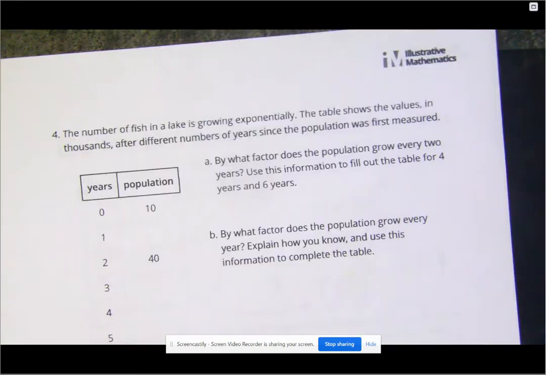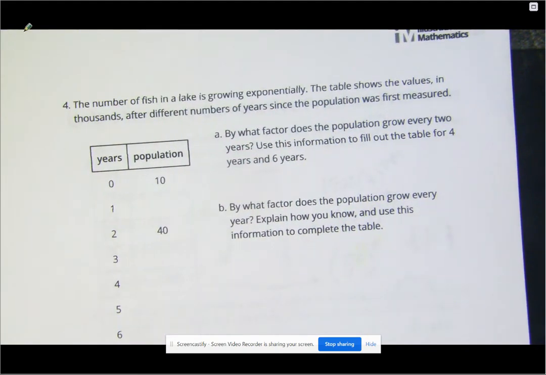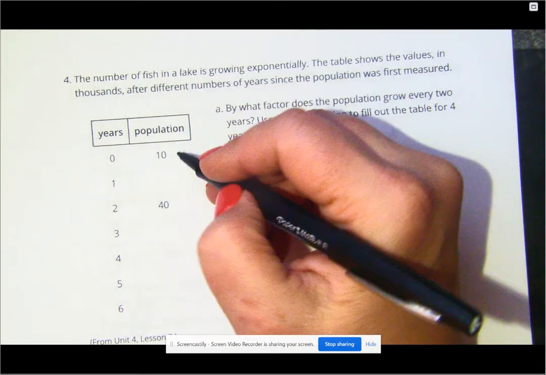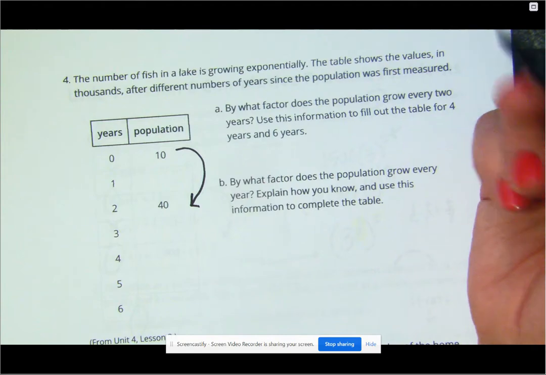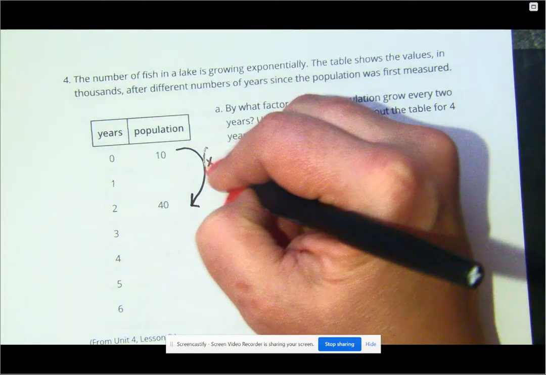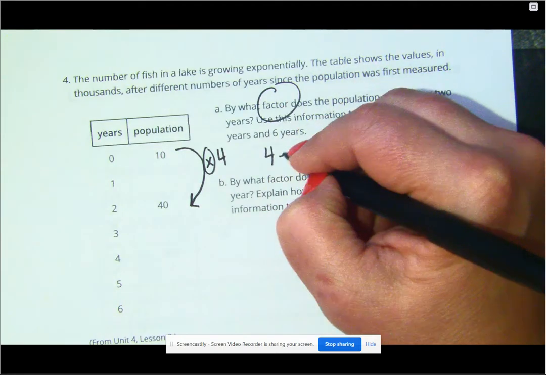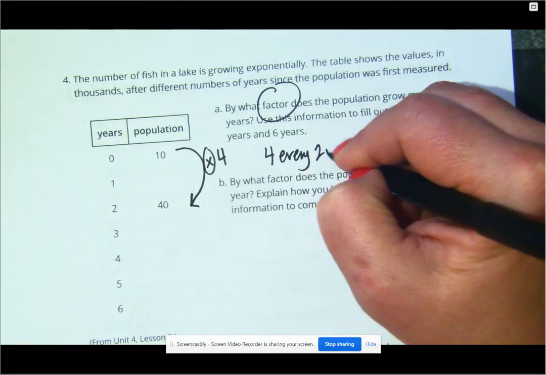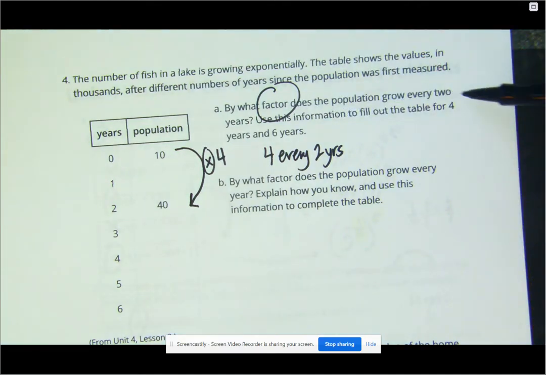Question number 4. The number of fish in a lake is growing exponentially. The table shows the values in thousands after different numbers of years since the population was first measured. By what factor does the population grow every 2 years? So look, from 0 to here, hopefully most people can see that I'm multiplying by 4. Okay, that's the factor, 4 every 2 years. Use this information to fill out the table for 4 years and 6 years.